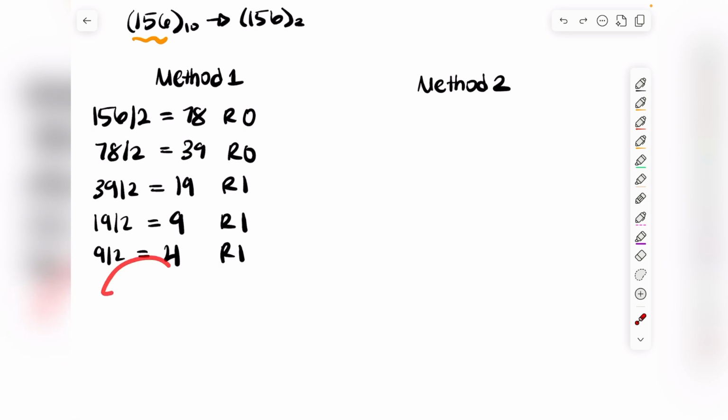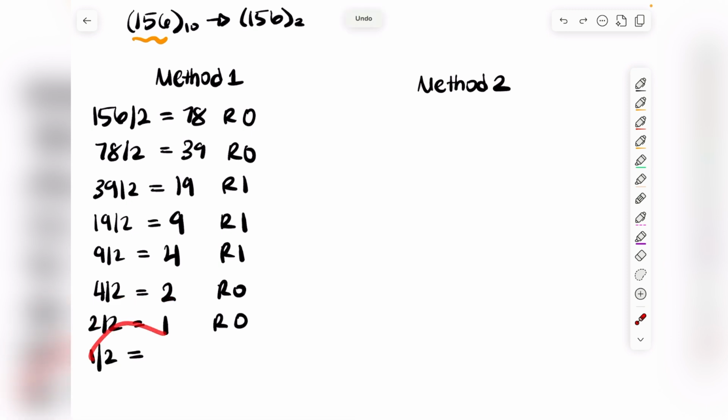Then you take 4 and divide it by 2, and that's 2 with a remainder of 0. Then you take 2 and divide it by 2, that's 1 with a remainder of 0. And then you take 1 and divide it by 2.